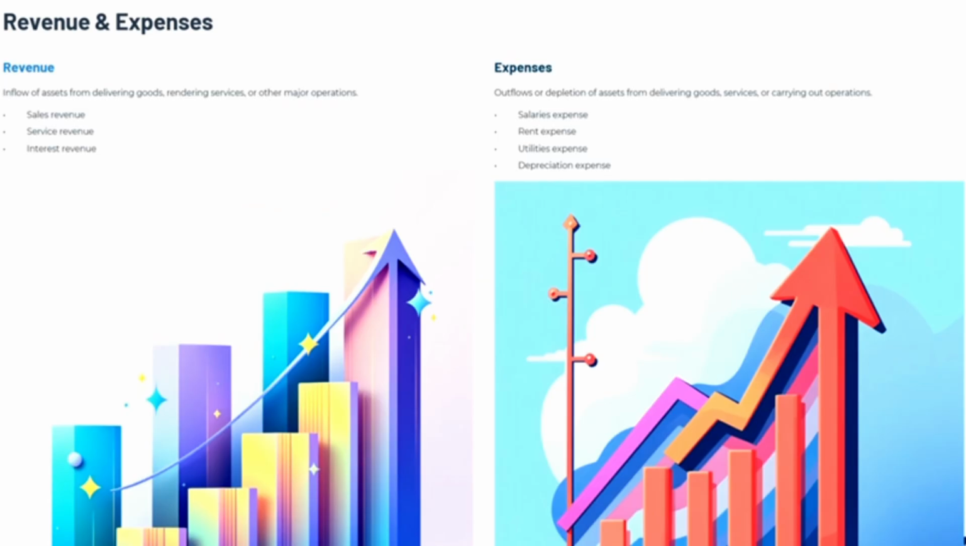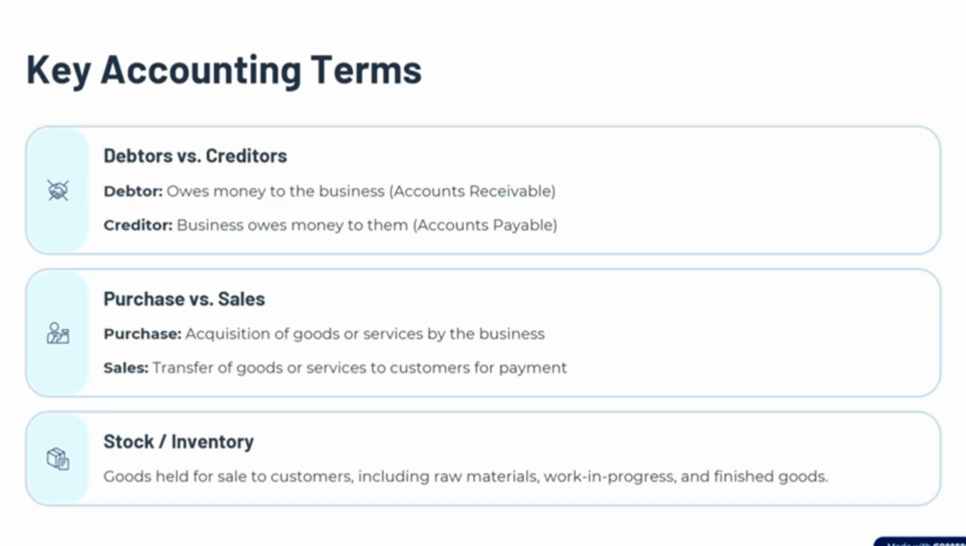Revenue and expenses. Revenue is the income a business earns from its operations, like sale of goods or services. Expenses are the costs incurred to earn that revenue, such as salaries, rent, and utilities. Debtors and creditors. Debtors are people or businesses who owe money to the company because they bought goods or services on credit. Creditors are those to whom the company owes money for purchases made on credit. Purchase and sales. Purchase refers to buying goods or services for the business use or resale. Sales refers to selling goods or services to customers and earning income.